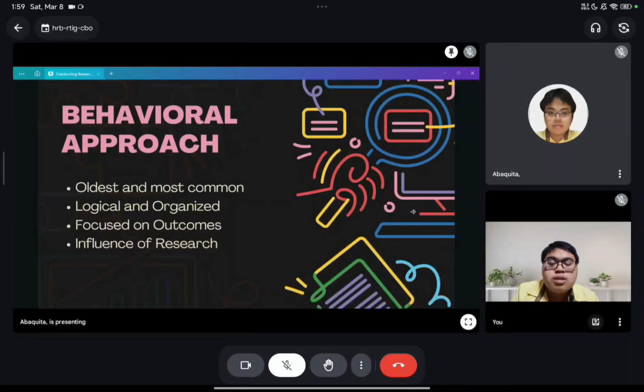And the third one is focused on outcomes. So the students' progress is tracked by looking at whether they have mastered the objectives. Teachers often use tests, quizzes, and also performance tasks to check if the students have learned what they needed to. And the last one for the features is the influence of research.